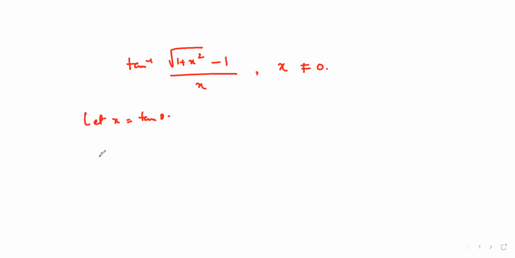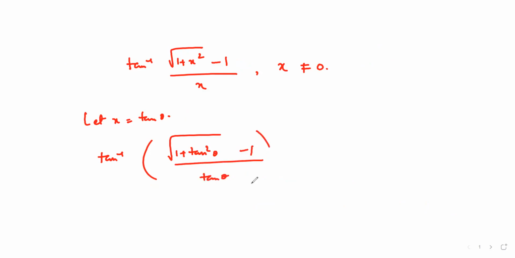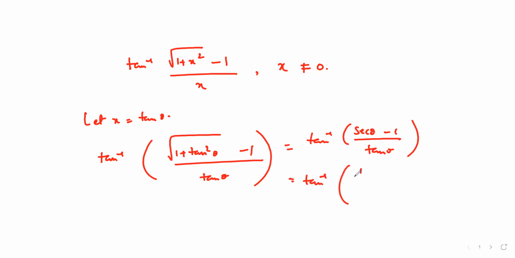Write the following in the simplest form. Tan inverse of root of 1 plus x square minus 1 by x, where x is not equal to 0. First, I will assume that x is equal to tan theta. So this will become tan inverse of root of 1 plus tan square theta minus 1 by tan theta, that is equal to tan inverse of secant theta minus 1 by tan theta. Secant theta, I will write it as 1 by cos theta, and tan theta I will write as sin theta by cos theta.